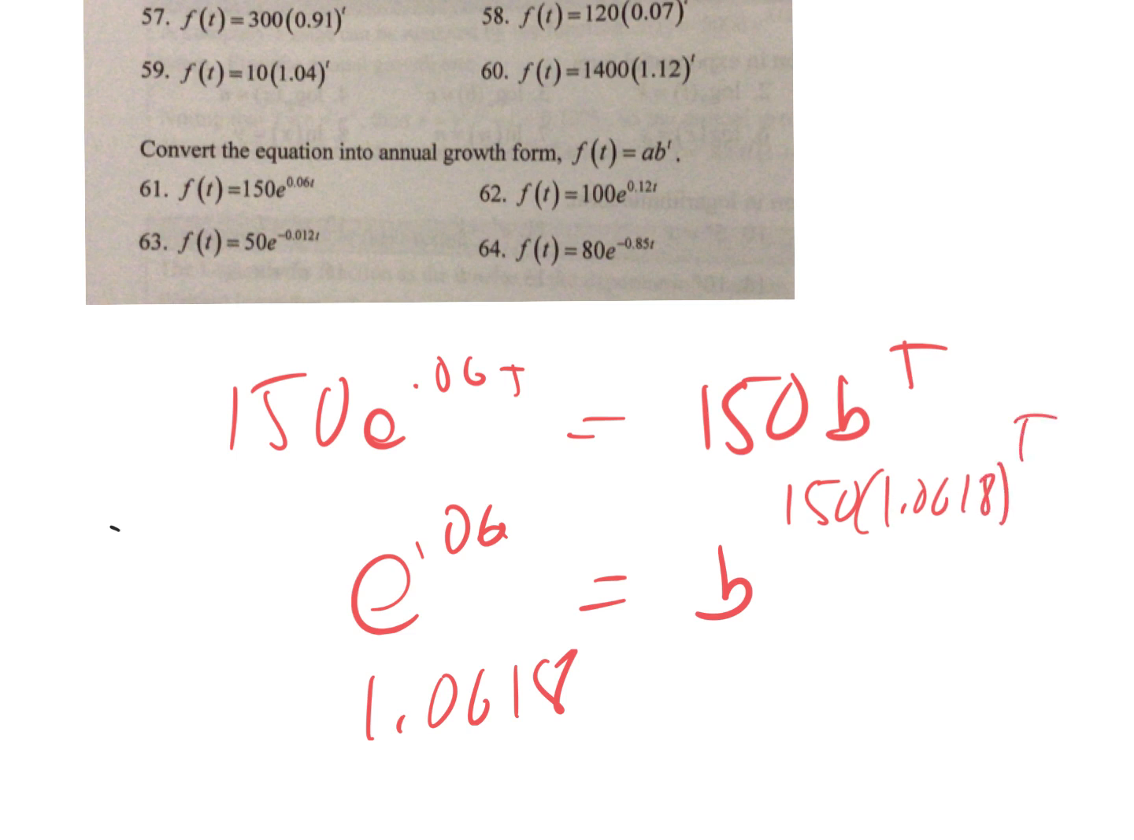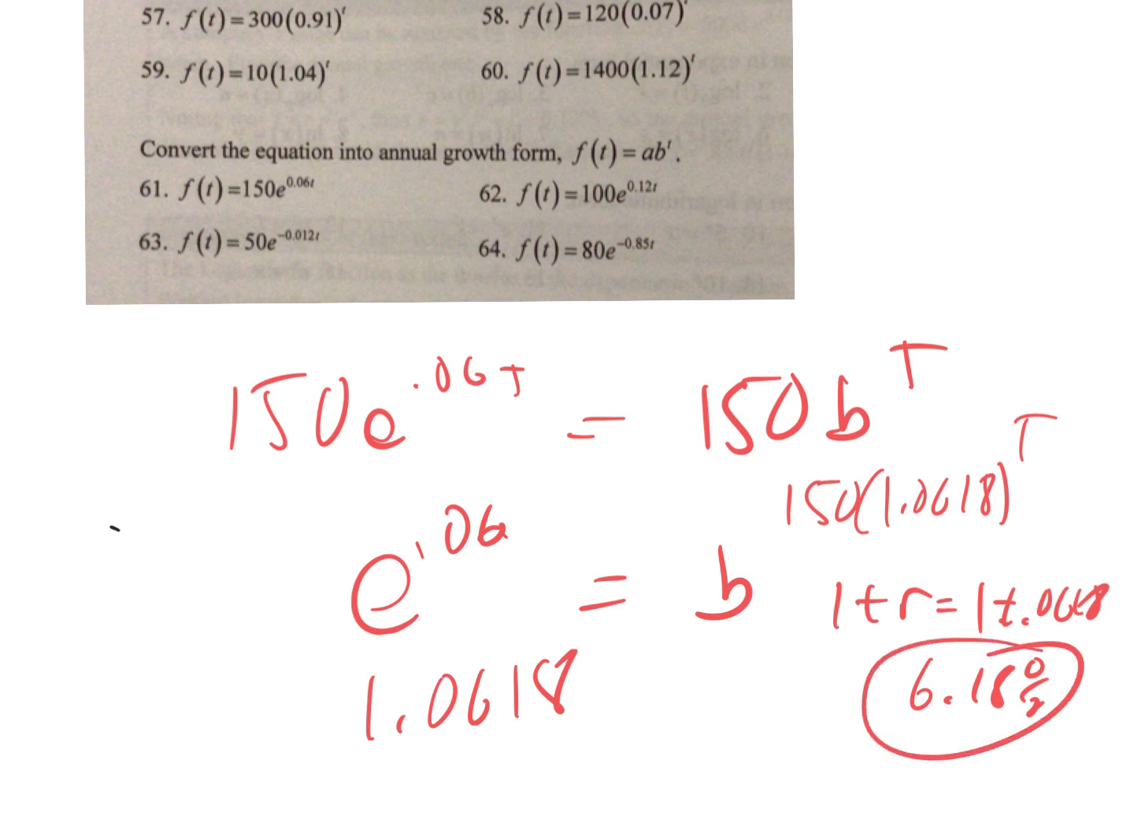If I were going to ask you what the annual growth rate was, remember b is equal to 1 plus the rate. So 1 plus 0.0618, that'd be a 6.18% growth rate. I know this one's growth because the exponent is positive, so it's growing, and that number is bigger than 1, so it's a growth model. Hopefully this helps you answer the open math questions in section 3.4.3 that asked this. Hopefully this helps.